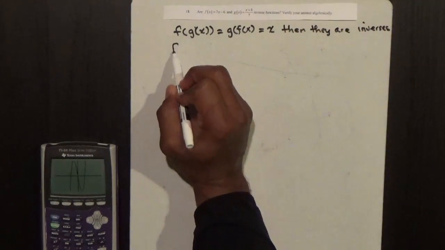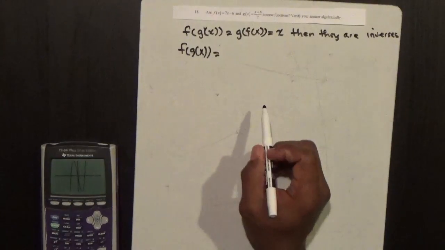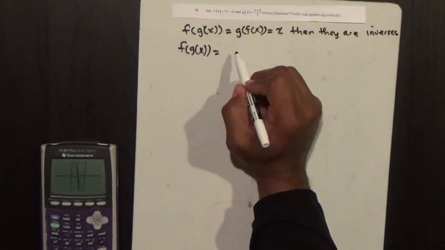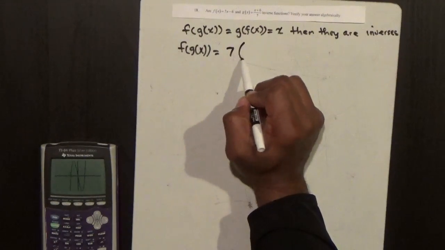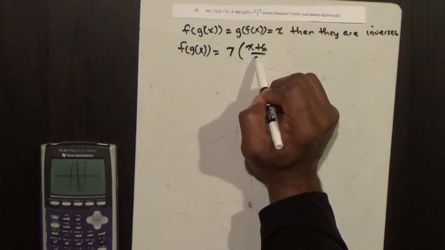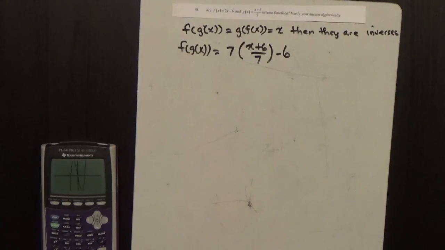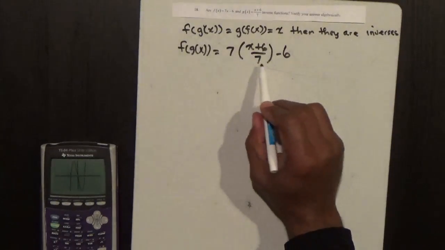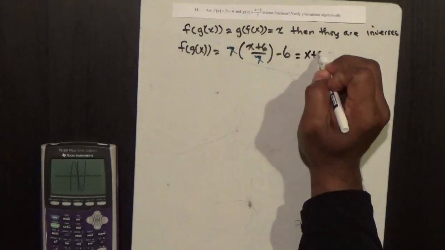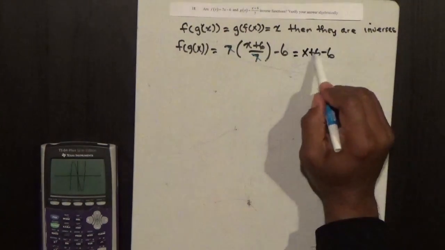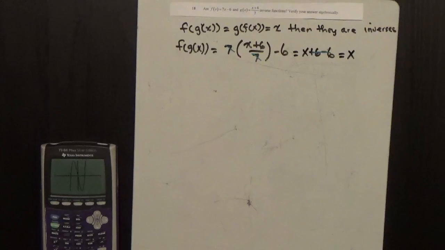And so we need to go f of g of x for this. If we do that, we're plugging g of x into f of x. And so that's going to be 7 times x plus 6 over 7, minus 6. And what we see is that if they are inverses, things will start canceling really easily. In this case, the 7's cancel. That leaves us with x plus 6 minus 6. The 6's cancel, and we are left with x.